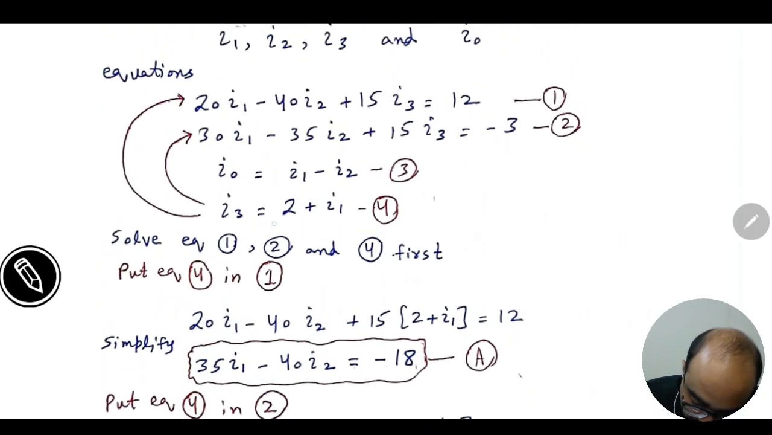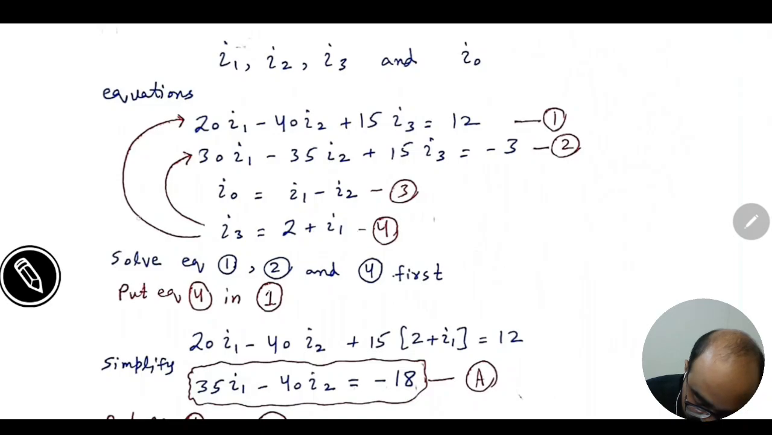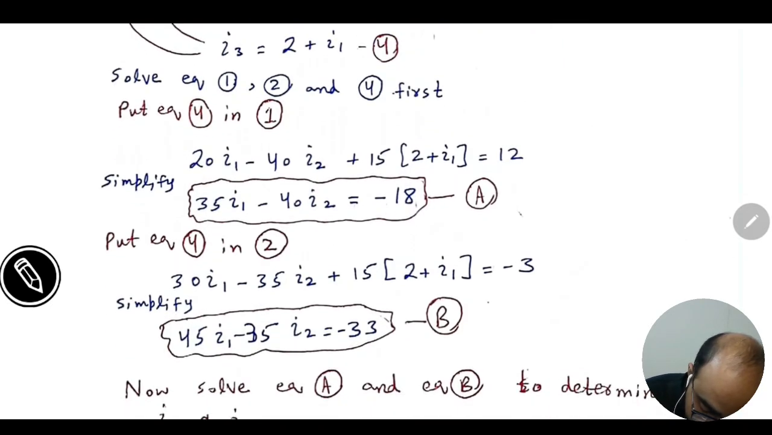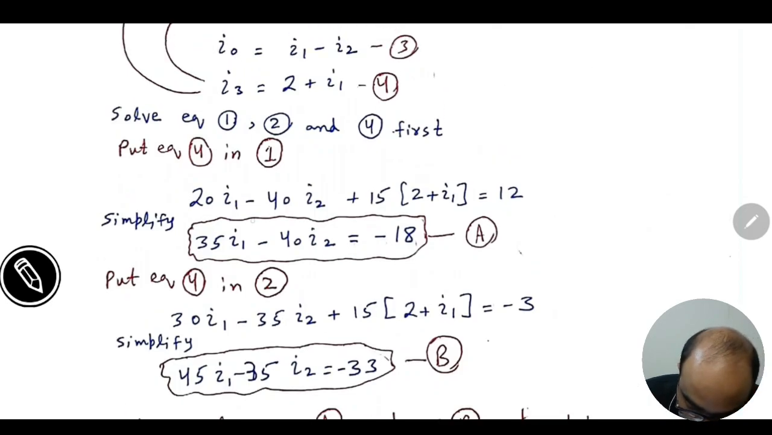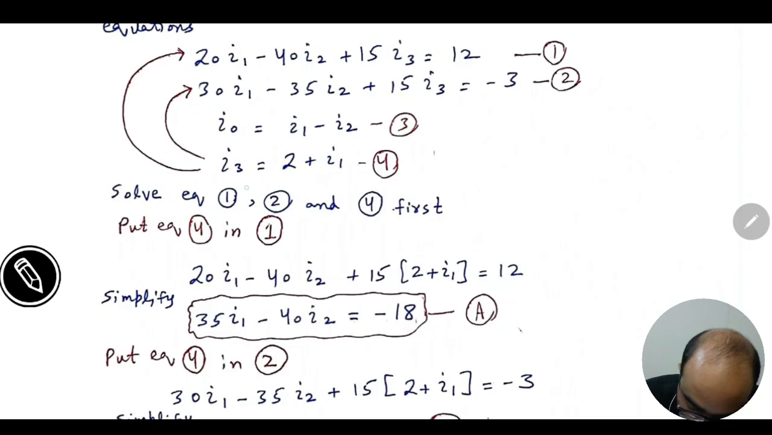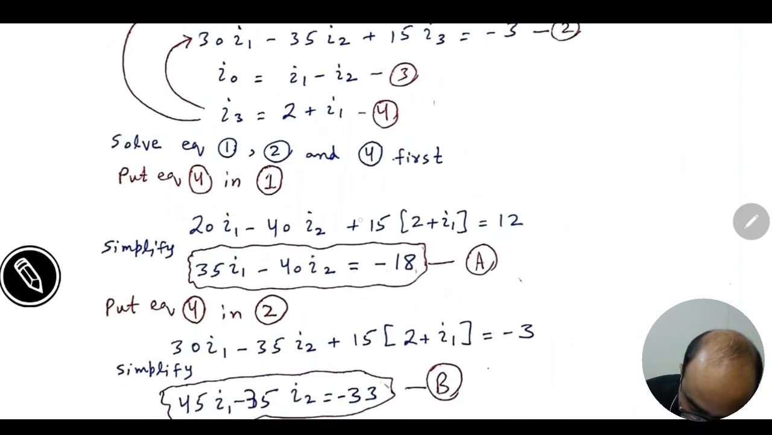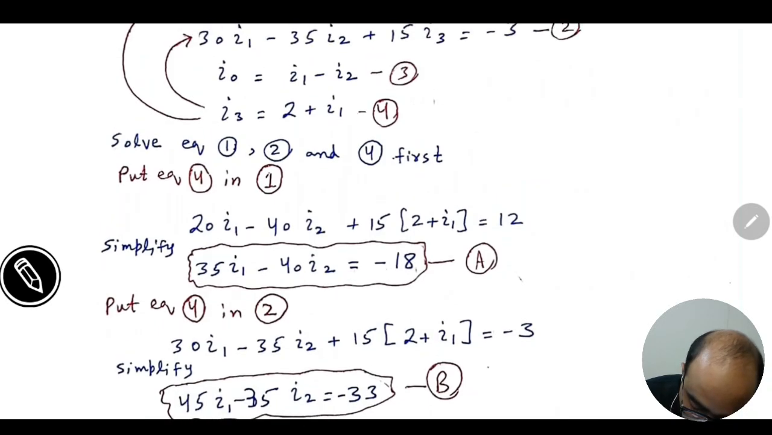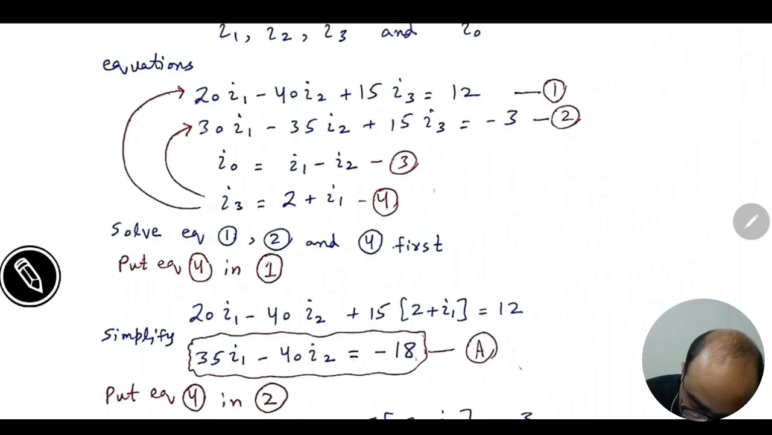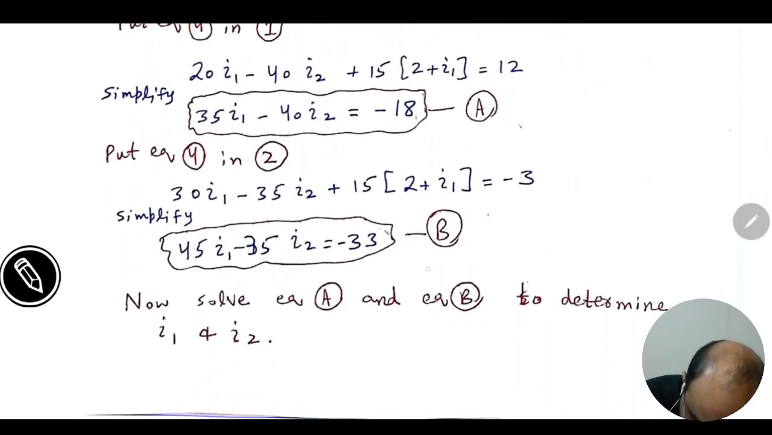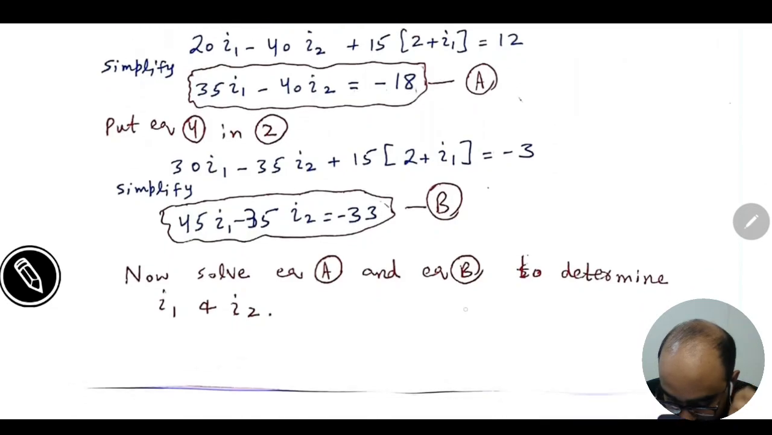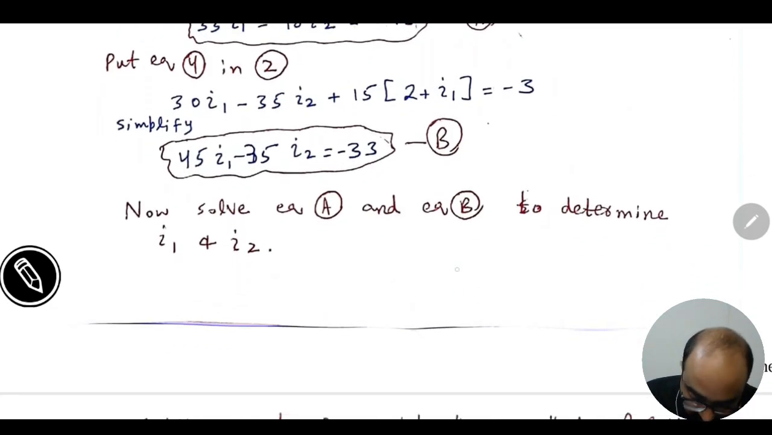Here, put the value of equation 4 in equations 1 and 2. You can see we will get the following equations. Putting the value of I3 in equation 1, we will get this equation, which we name equation A, and putting equation 4 in equation 2, we will get equation B. Now we will solve equations A and B using the subtraction method, which is quite simple.